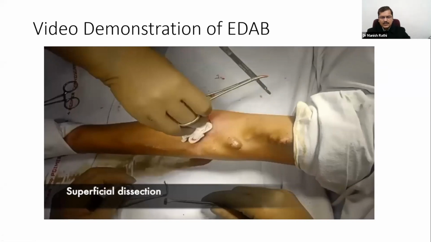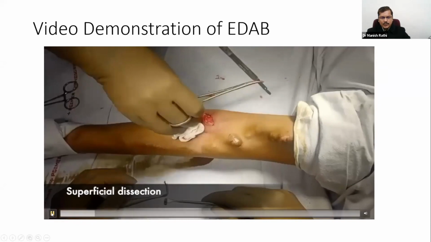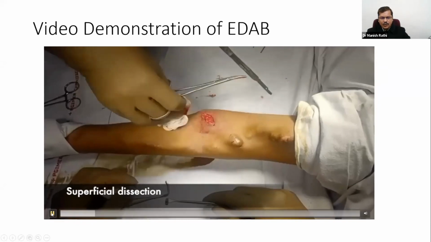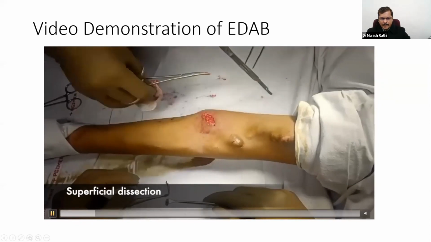And how we have done is by this EDAP procedure. Now what we do is that we clean the segment and drape it. After cleaning and draping, you put a local anesthesia and put a superficial incision. After putting a superficial incision, you do a superficial dissection over this dilated venous segment.